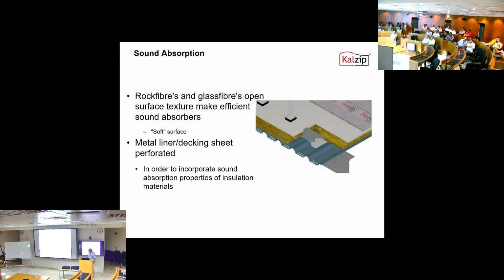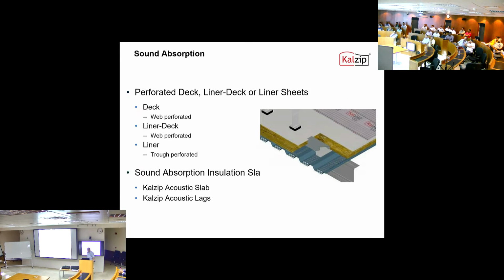Yeah, so for sound absorption: perforated liner or deck, acoustic slab, top hat. The vapor control layer is a hard surface, so the vapor control layer is positioned above the acoustic slab, so that the acoustic slab absorbs the sound energy, the sound waves. So we can offer perforated structural decks, perforated liner decks, web perforated for the decks and liner decks. The liner is trough perforated.